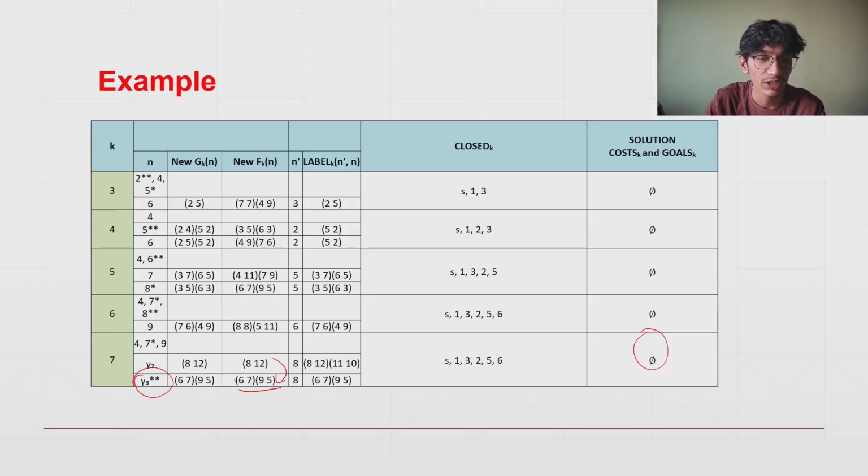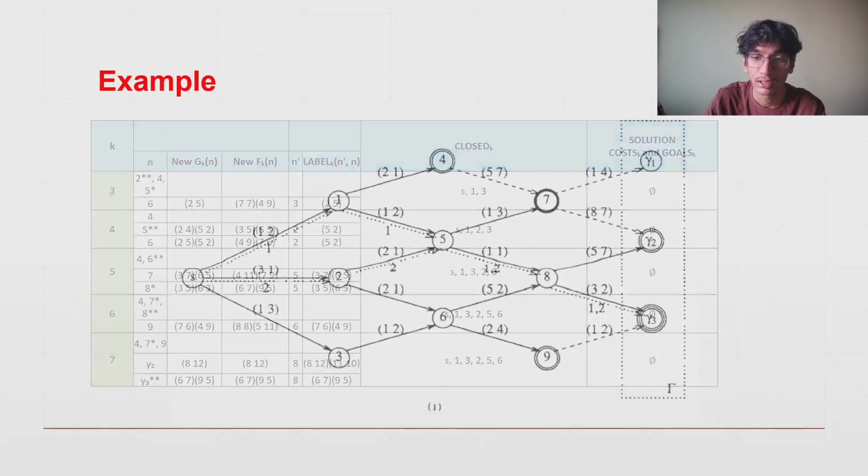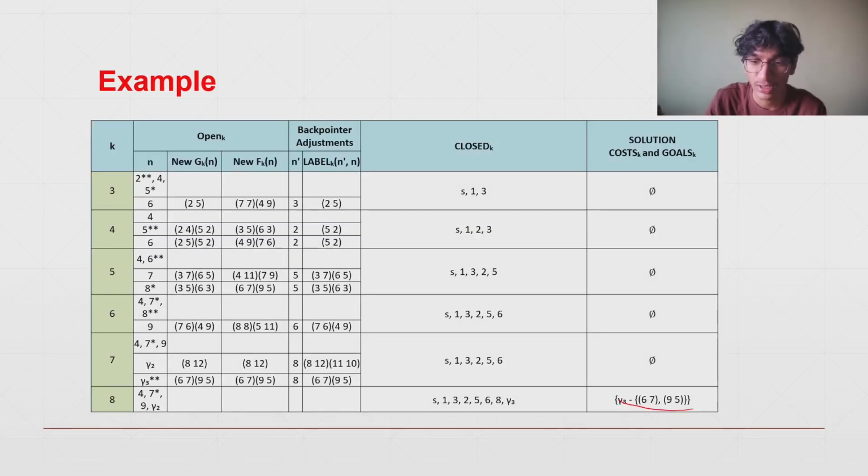Here 6 comma 7 dominates 8 comma 12, so it will not be explored, but gamma 3 will be explored, and after exploring gamma 3 it will be added to solution cost, it will be added to close as well. So we can see that gamma 3, 6 comma 7, 9 comma 5 is added. Now as long as gamma 3 exists, gamma 2 can't be a solution, because gamma 2 is a suboptimal solution compared to gamma 3. As we have discussed in the algorithm, gamma 3 is a non-dominant solution, but gamma 2 is dominated by gamma 3's 6 comma 7 value, so gamma 2 will not be explored.